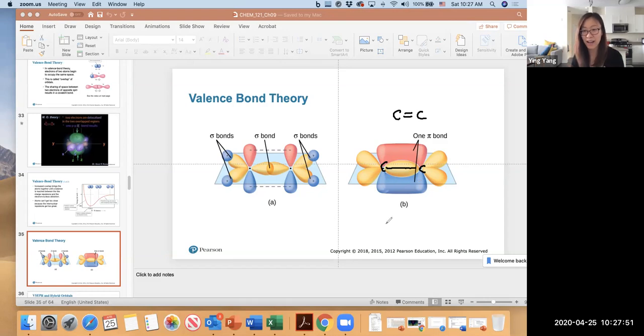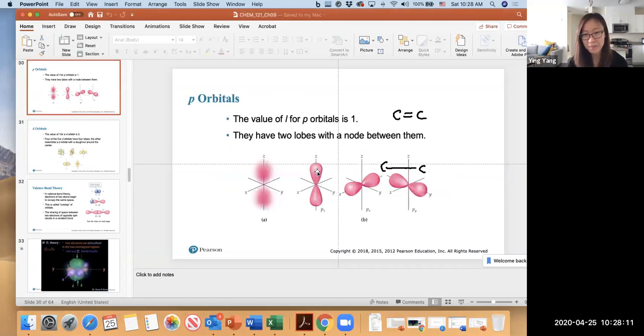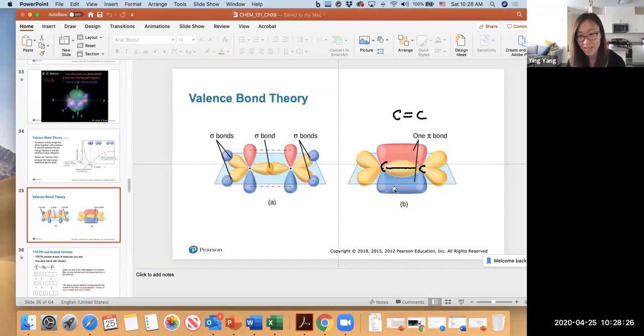So a pi bond has two regions. The electron density is concentrated above and below this plane, this internuclear axis, and that forms one bond. It's similar to when you look at the p orbitals. One orbital has one lobe above and one lobe below, and has a nodal point over here. And the same for the pi bond. So this is one pi bond.